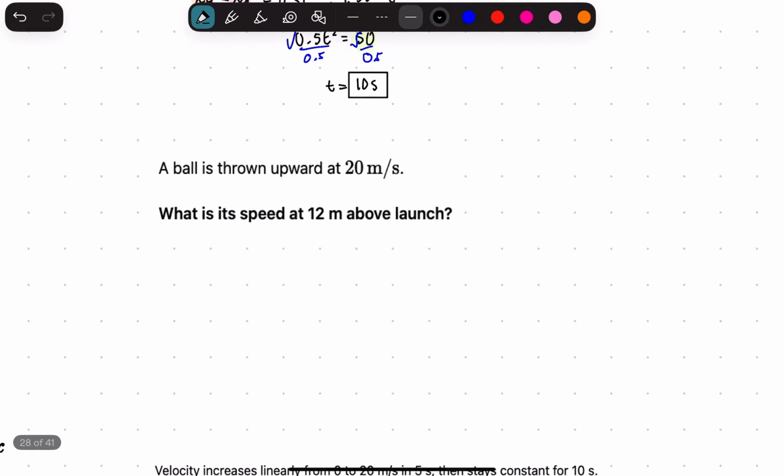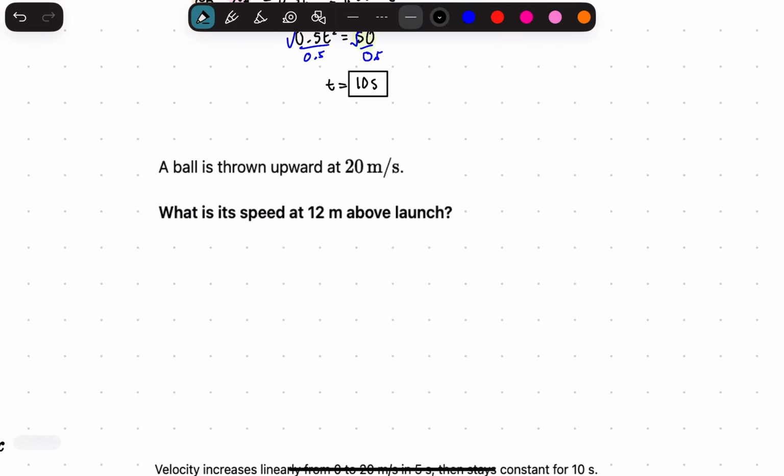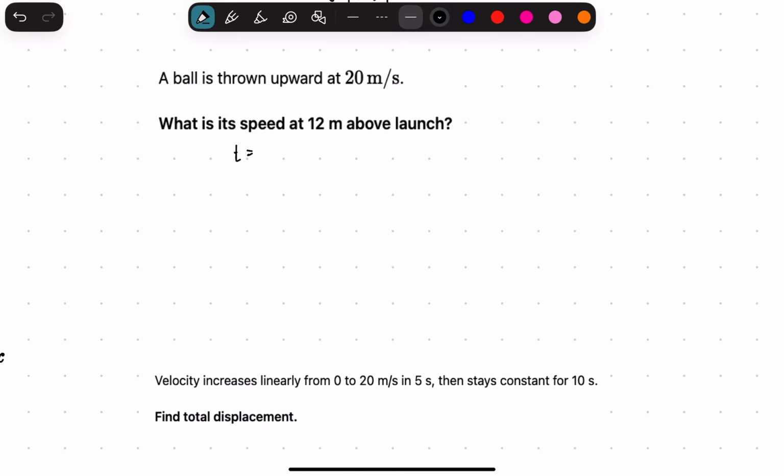A ball is thrown upward at 20 meters per second. What is its speed at 12 meters above launch? So we are not given time. We have v initial. So what does this mean? We can use v squared is equal to v initial squared plus 2 times the acceleration times delta y. V squared is going to equal 400 minus 235.2. The velocity is going to equal 13.1 meters per second.